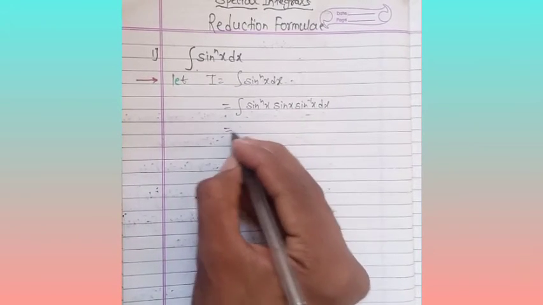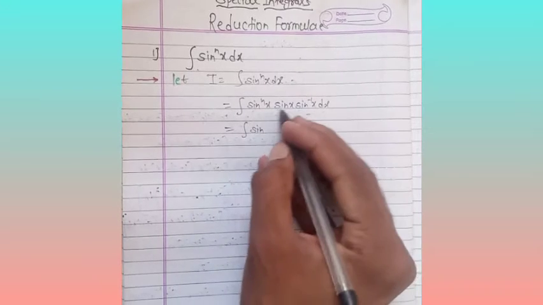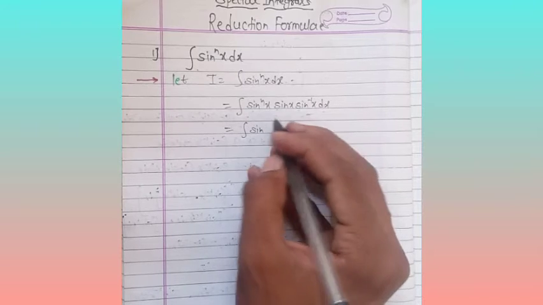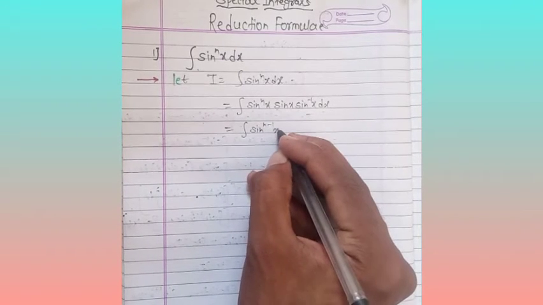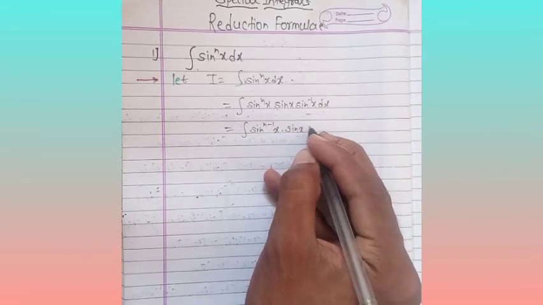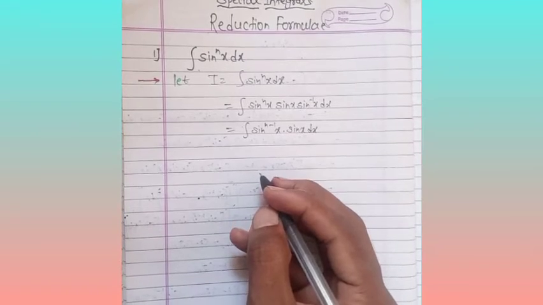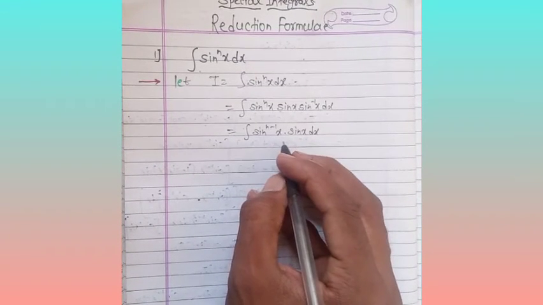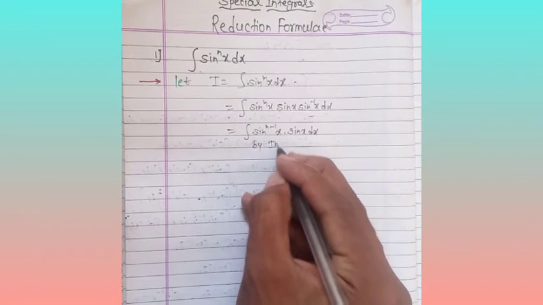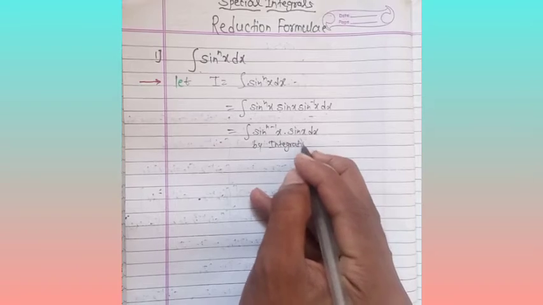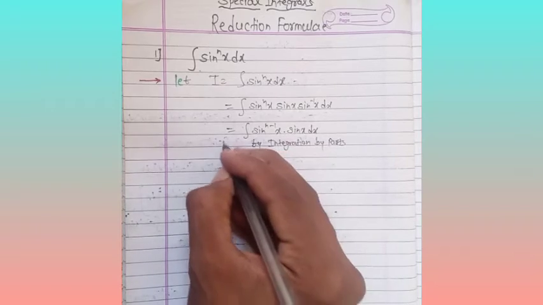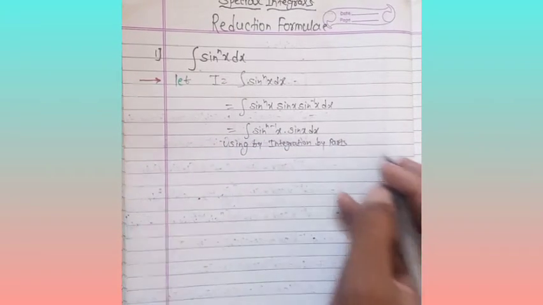So after adjustment, as the base term is x here, we can write it as sine raised to n minus 1 x into sin x as it is, into dx. Now we are going to use integration by parts. So by integration by parts, or you can write, using integration by parts.